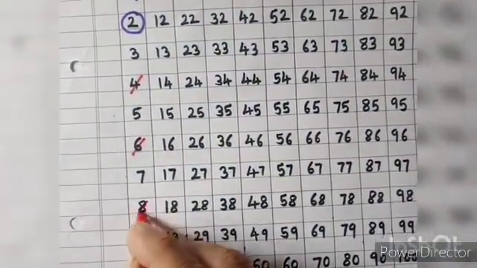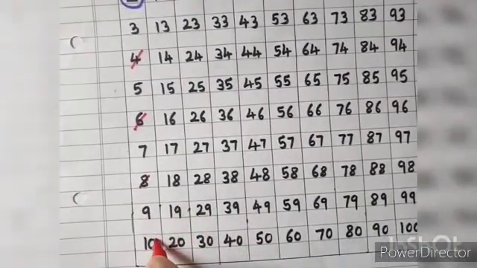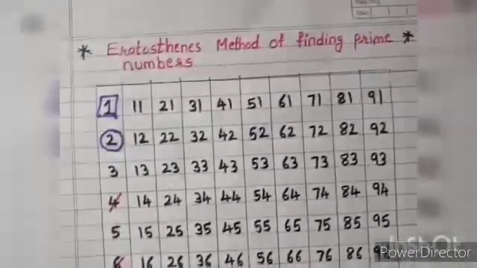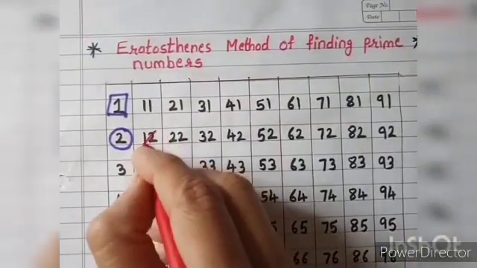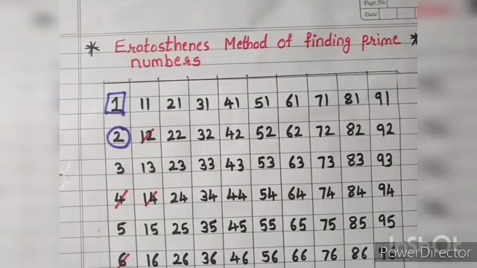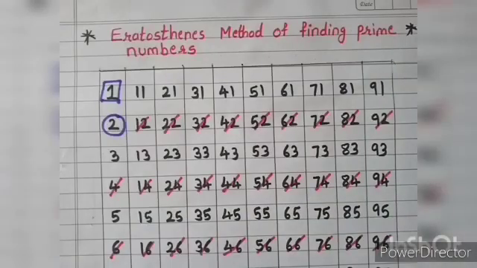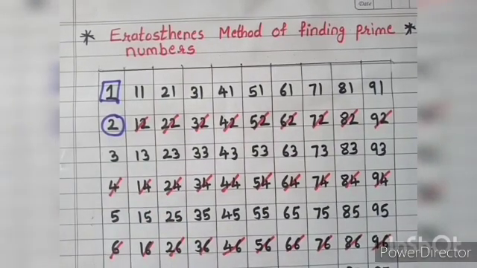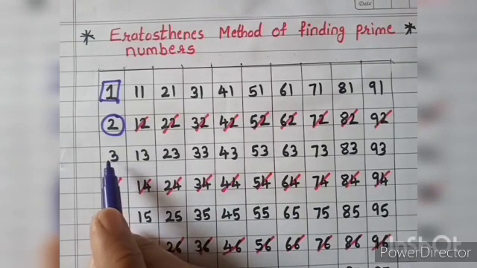Next multiple is 8. Cross out. Next one is 10. Next multiple is 12. 14. In this way you have to cross out all multiples of 2. We have to strike out all numbers till 100. So this tells us more than half of the numbers are not prime numbers. They are composite numbers.